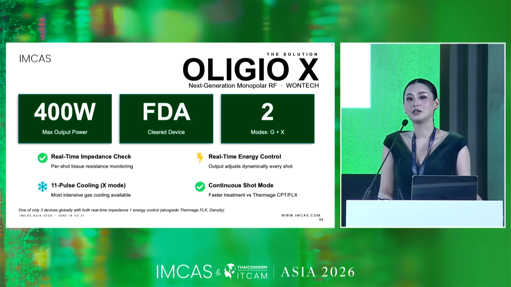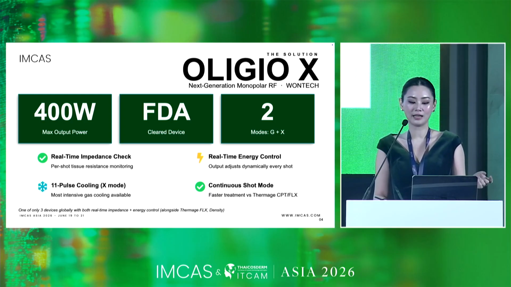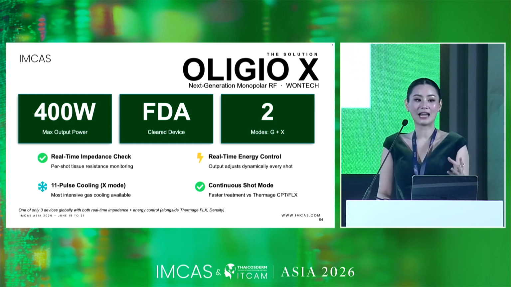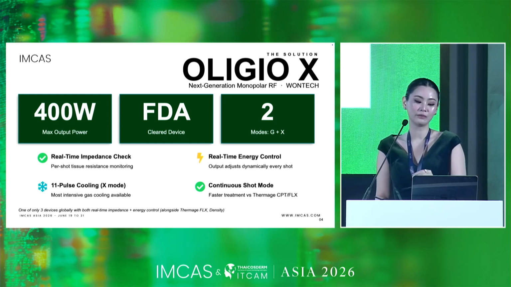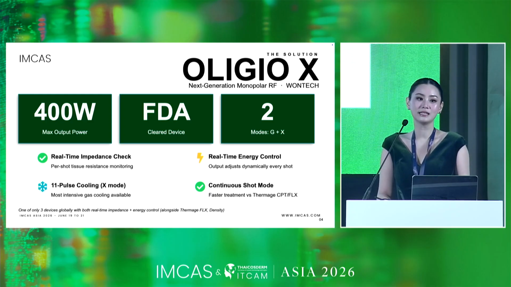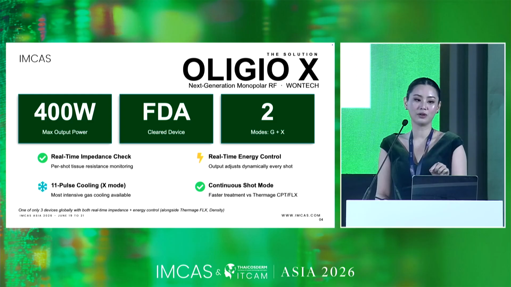Oligio X is a monopolar RF designed for controlled energy delivery. It has real-time impedance check, real-time energy control, and a good cooling system that helps to protect the epidermis. And it has two modes, G and X mode. It also has a continuous short mode that allows us to treat faster than any other monopolar RF.